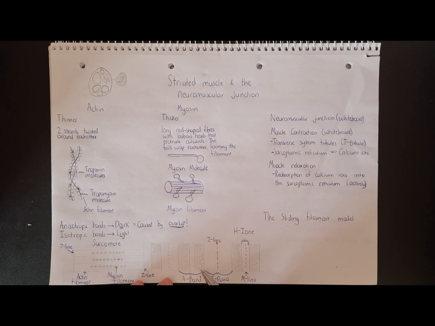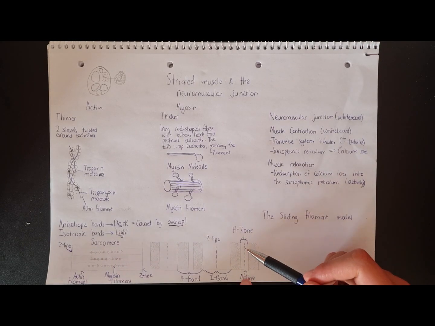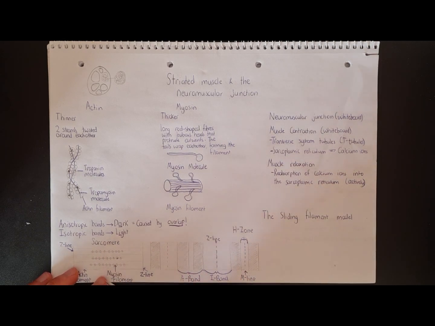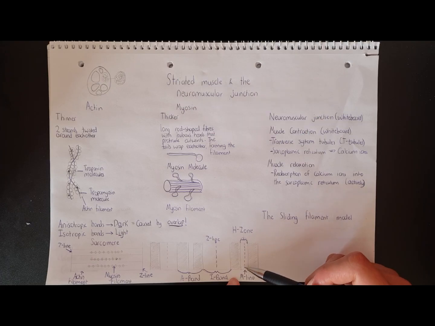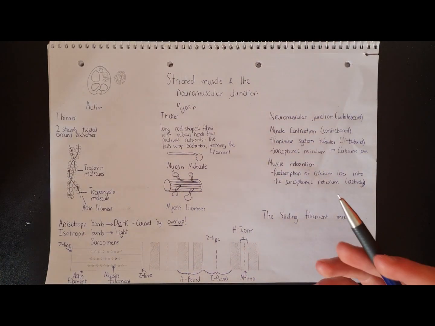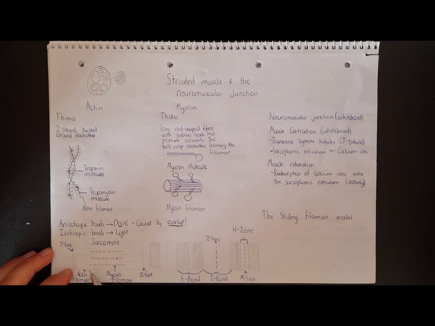In these darker regions, in the anisotropic bands, within them, in the middle, is the H zone. So this is the lighter colored zone within an anisotropic band. And in the middle of that H zone is going to be the M line. And this is going to be a protein that anchors the myosin filaments. Now, let's quickly take a look here. So this is, as we said, a sarcomere.